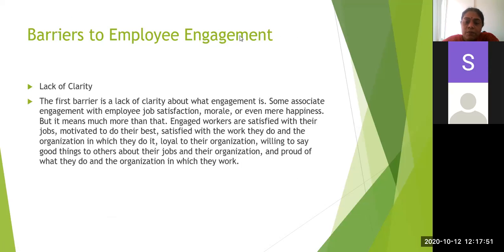Engaged workers are satisfied with their jobs, motivated to do their best, satisfied with the work they do and the organization in which they do it, loyal to the organization, willing to say good things to others about their jobs and their organization, and proud of what they do and the organization in which they work. So there is a misconception about employee engagement. Now, what is meant by lack of clarity? This comes from two ways.